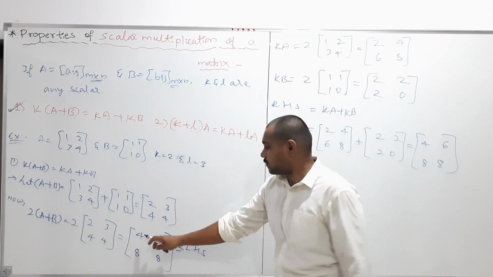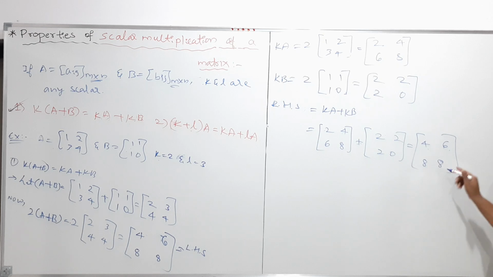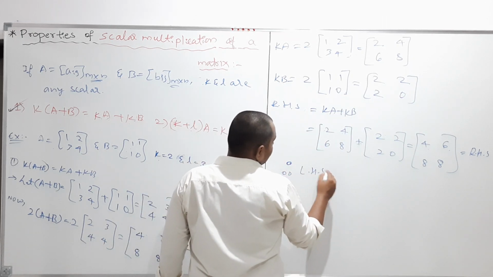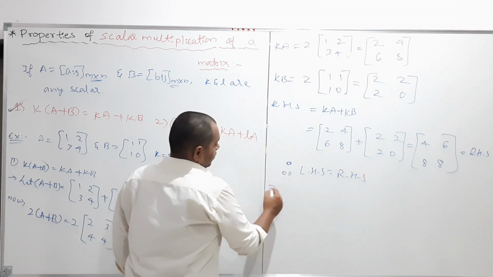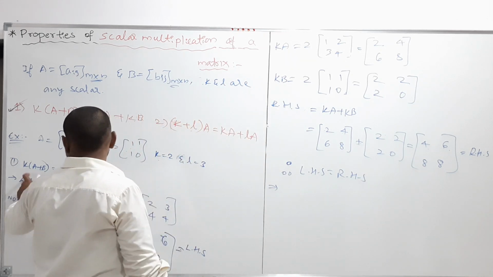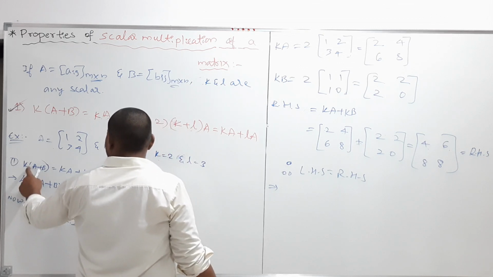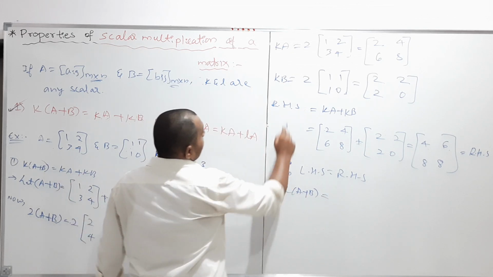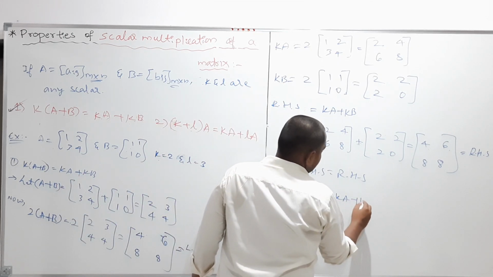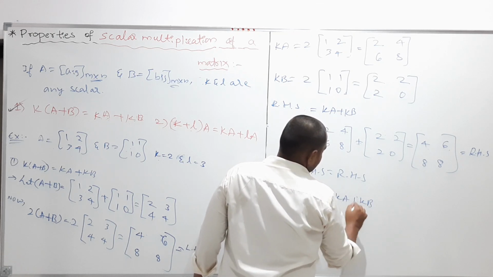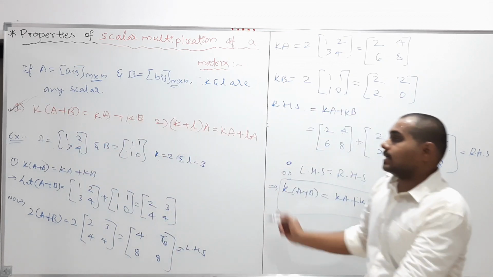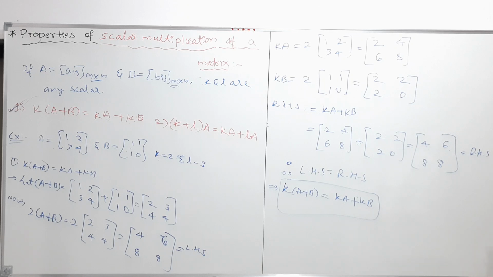What is LHS here? LHS is 4, 6, 8, 8. And RHS is 4, 6, 8, 8. So therefore, my dear students, LHS equals RHS. So this implies that LHS, K into A plus B, is the same as RHS, KA plus KB. So, my dear students, the first result I verified by taking an example. Is it clear? Yes, I hope you understood.